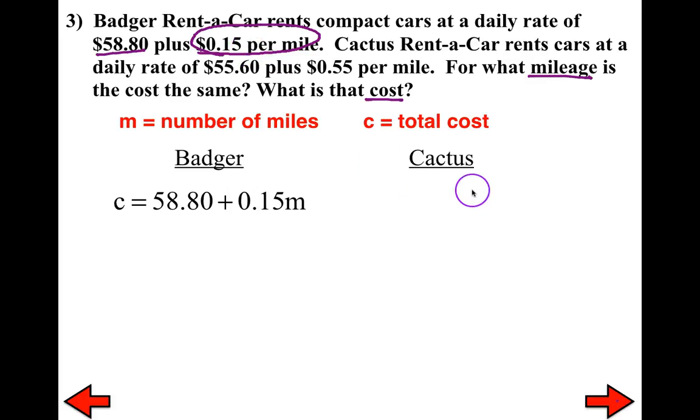What about the Cactus? Well, it's going to be charged the $55.60, which is your constant, plus the 55 cents per mile, that's your coefficient. So I'm going to go ahead and say C equals $55.60 plus the 55 cents per mile, which is 55 cents times M. So here I'm going to go ahead and set them equal to each other because that's what they're wanting to know. When is the cost going to be the same?